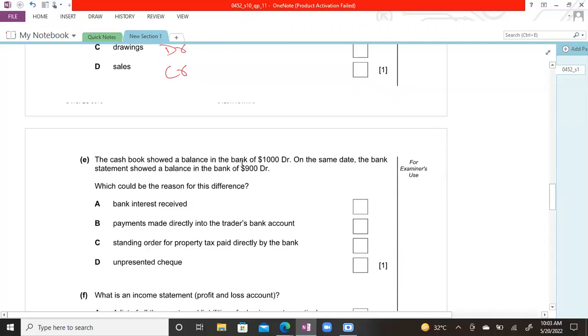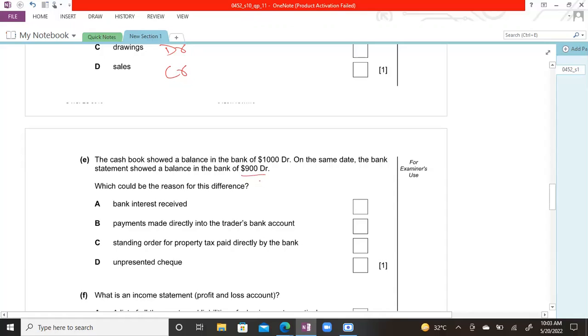Next, the cash book showed a balance in the bank of 1000 debit. On the same date, the bank statement showed a balance in the bank of 900 debit. When we have a cash book balance debit, it means that the business has 1000 in the bank account. But on the other hand, the bank statement is showing a debit balance. A debit balance means that from the bank's point of view, the bank has to receive this amount from you.